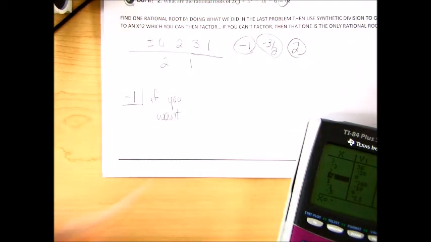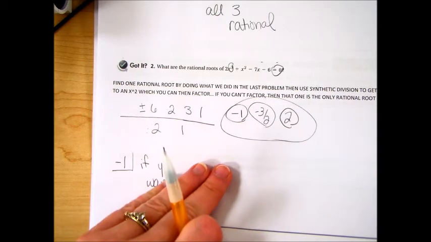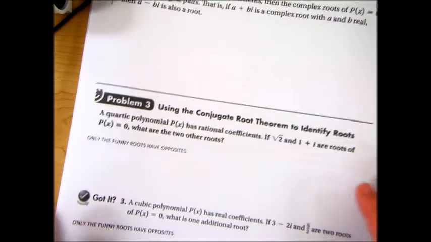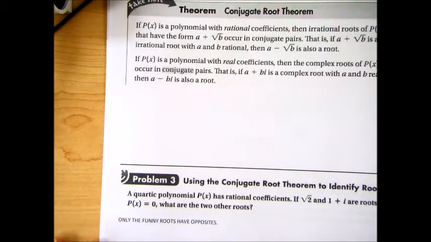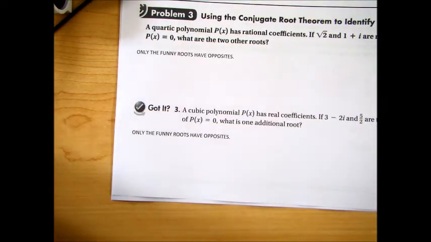So I found all 3. Those are my 3. They're all rational. Again, if you want to do synthetic division, break it down to an x squared, use your quadratic formula, you could. All right, let's take a look at this problem here. But I think my old video does a good enough job doing this one, so I'll lead you to my old video.